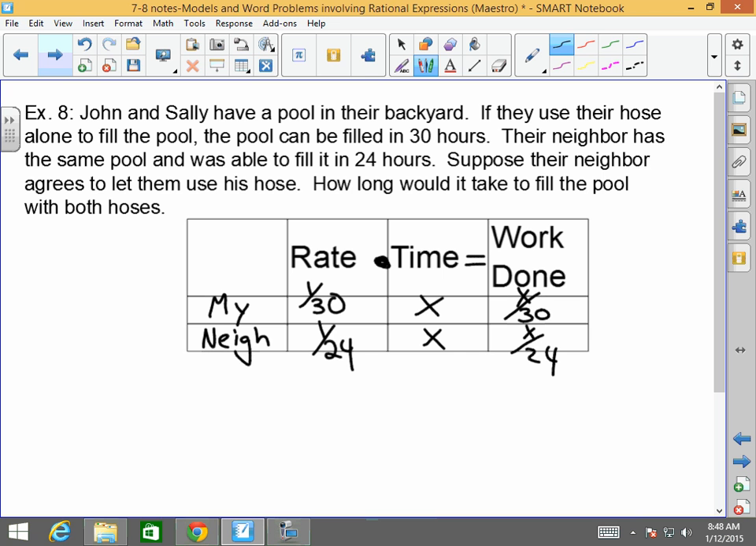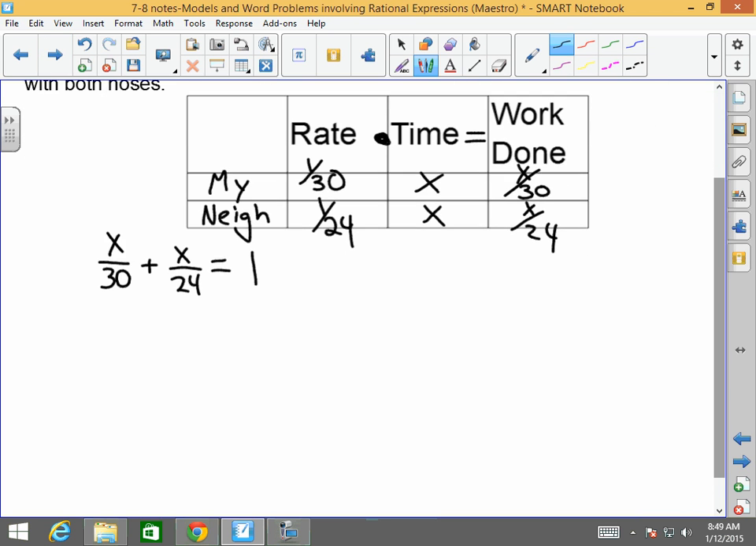So the rate of my hose plus the rate of the neighbor's gives me one complete full job. That's what the goal is here. The rate of one thing plus the rate of the other thing working together is going to give me one full job. I need to figure out how much time it's going to take to complete that job. So the common denominator of 30 and 24 is 120.